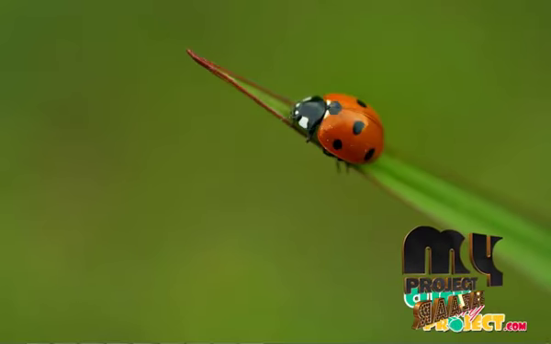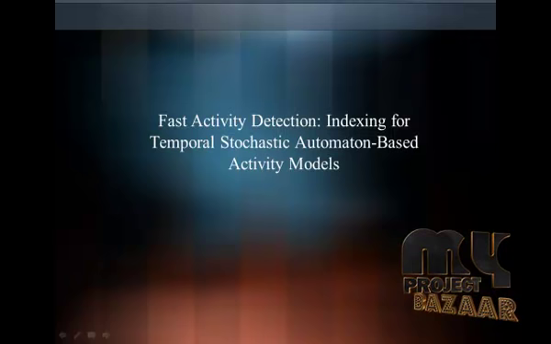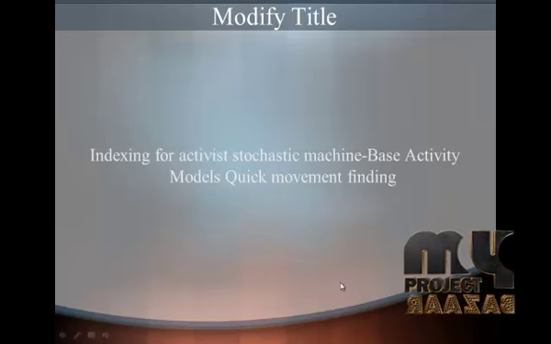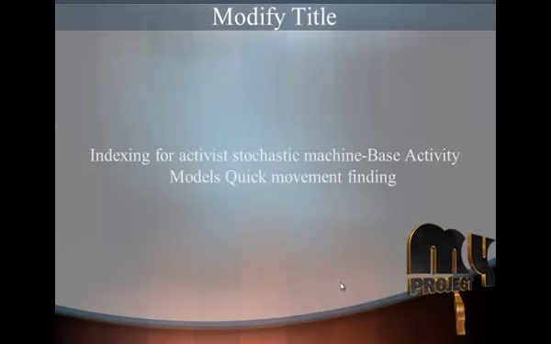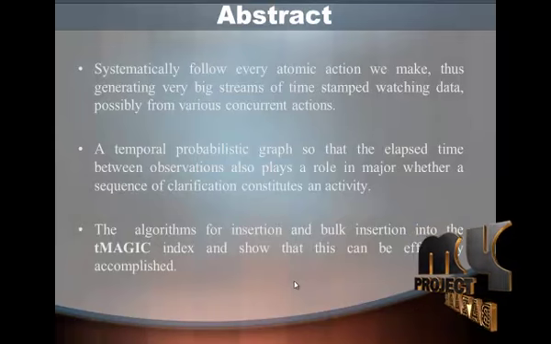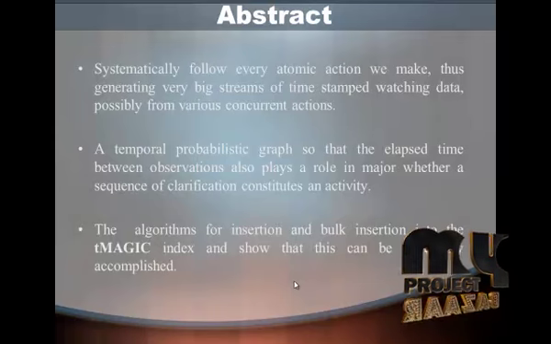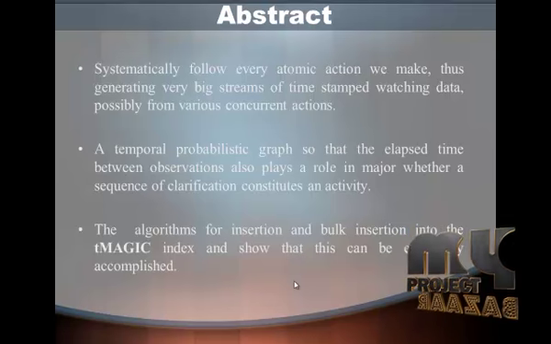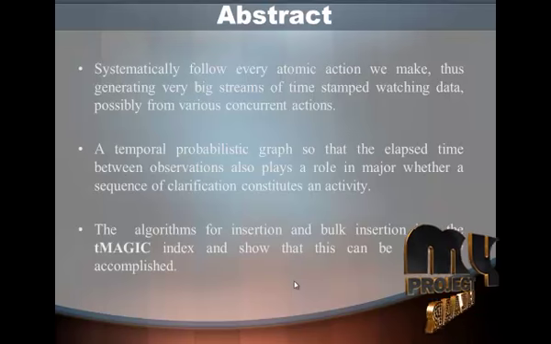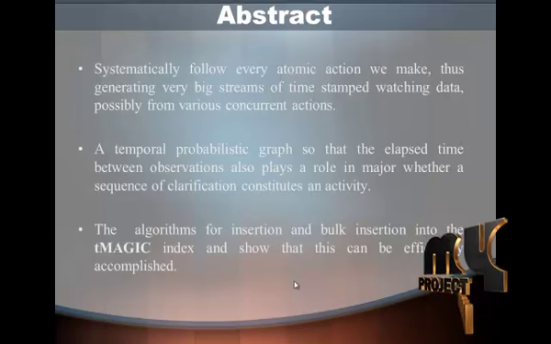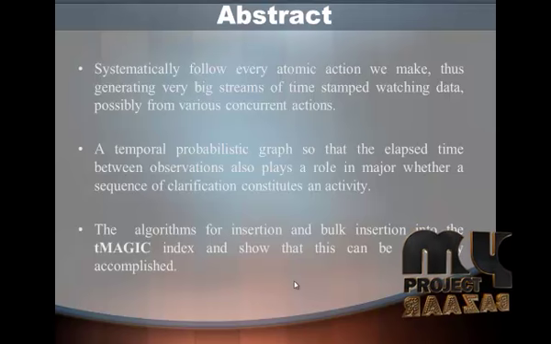Now I am going to explain the project: Fast Activity Detection Indexing for Temporal Stochastic Atomic-based Activity Indexing, for an activity stochastic mechanism-based activity model for quickly finding movement. Abstract: systematically following every atomic action we make generates a very big stream of timestamped watching data, possibly from various concerned actions. A temporal probability graph, so that the elapsed times between the observations also play a role in measuring a sequence of classification considerations of activity.